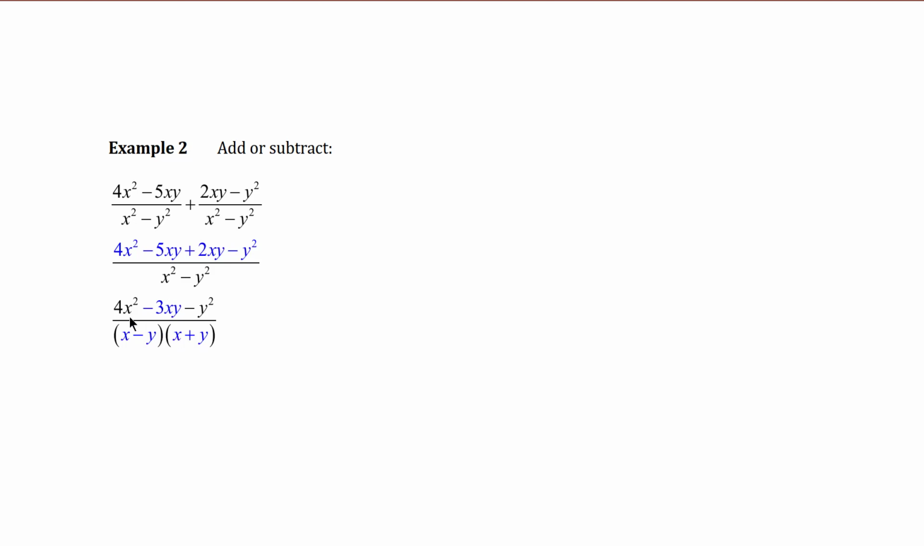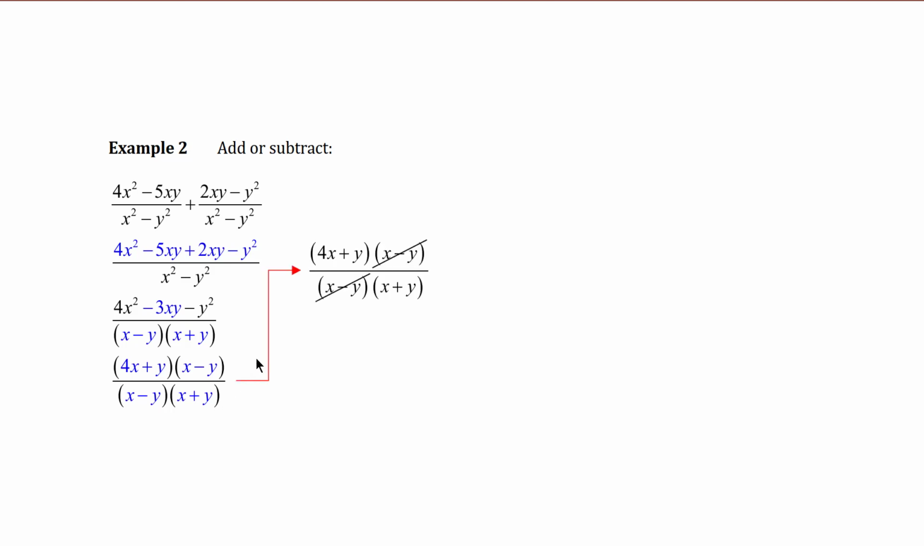Also on the denominator, x squared minus y squared can be factored as a difference of squares. So the result is 4x squared minus 3xy minus y squared divided by parentheses x minus y times parentheses x plus y. Next, we can factor the numerator using the star method. The result is parentheses 4x plus y times parentheses x minus y divided by parentheses x minus y times parentheses x plus y. Next, we could cancel out our common factors of the x minus y. The final result is 4x plus y divided by x plus y.